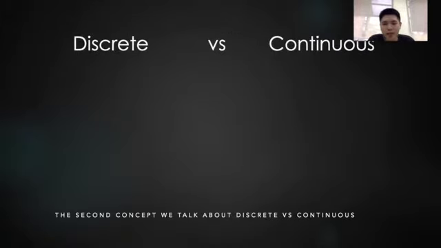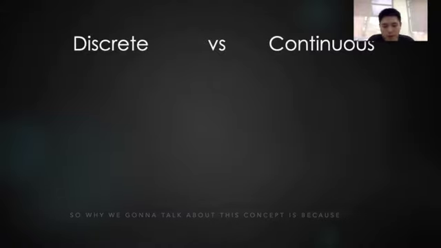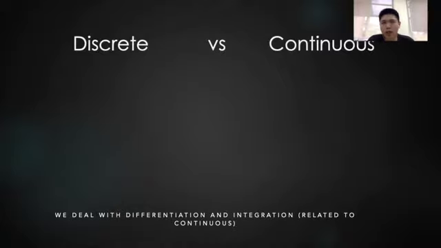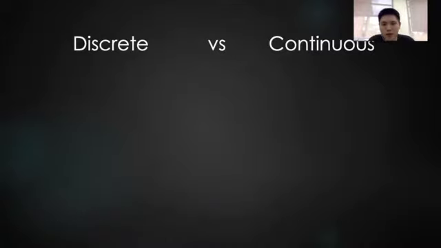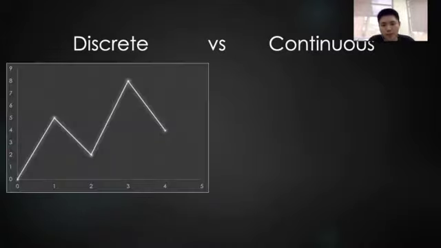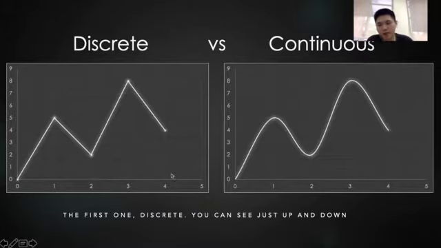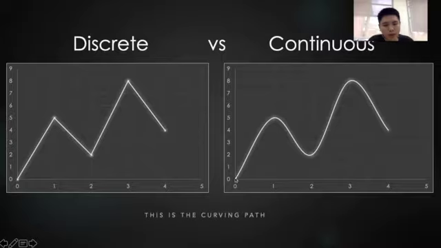The second concept is discrete versus continuous. Why do we need to talk about this concept? Because differentiation and integration deal with the continuous, and in most engineering practical questions, we also deal with continuous. All right, let's see two graphs of the same value, but represented in two different ways. The first one is discrete, you can see it's just up and down. And this is the curving path.